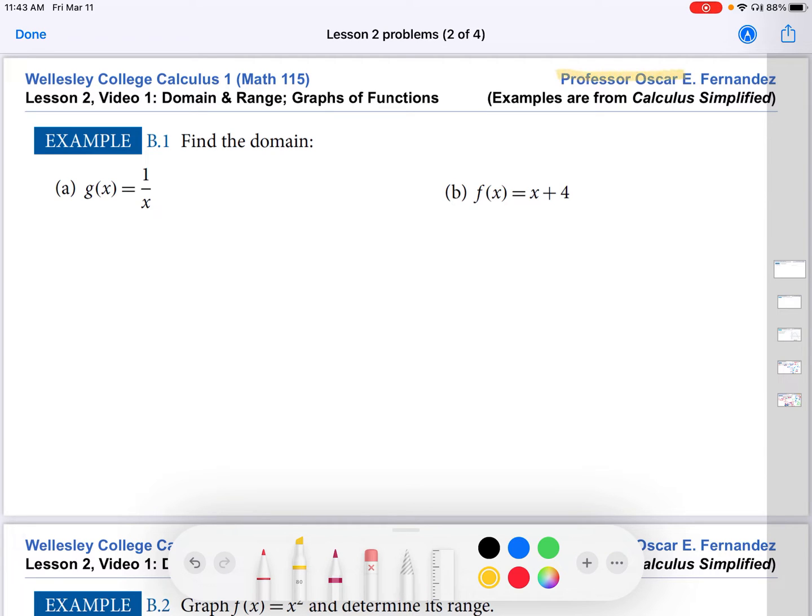Hi, this is Professor Fernandez, and in this video, this is the Lesson 2 Video 1. We were going to talk about domain and range, and then a little bit later, graphs of functions. The examples, again, come from the book that we're using in the course that I wrote, which is Calculus Simplified.